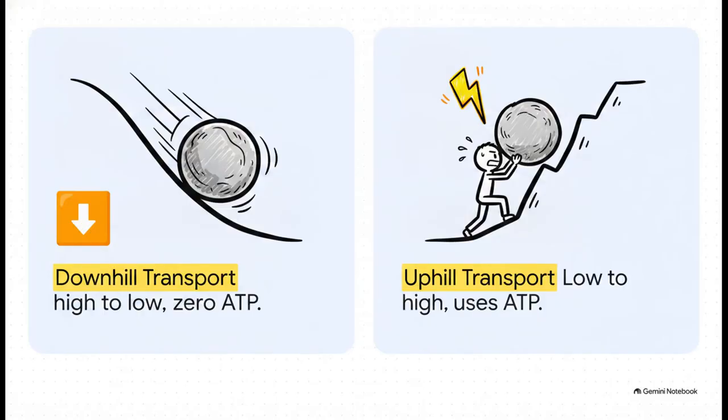So if we put them side by side, the core difference really boils down to effort. Downhill transport flows from high to low with zero ATP. Uphill transport fights from low to high, and it demands energy. Honestly, if you keep this simple uphill versus downhill dynamic in your head, it unlocks the whole entire topic.